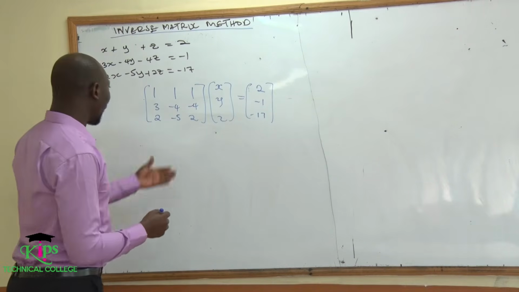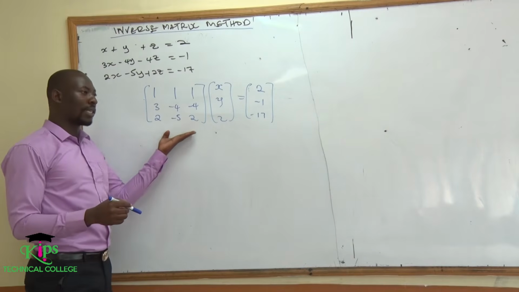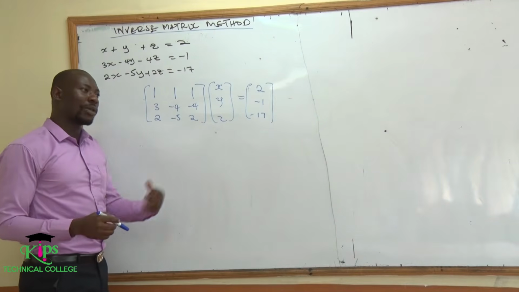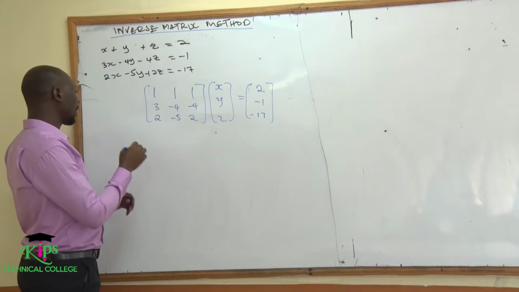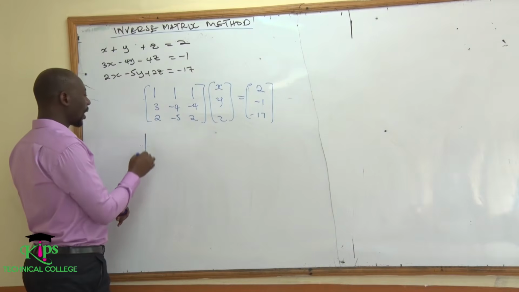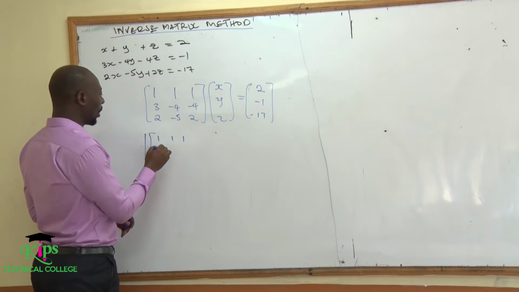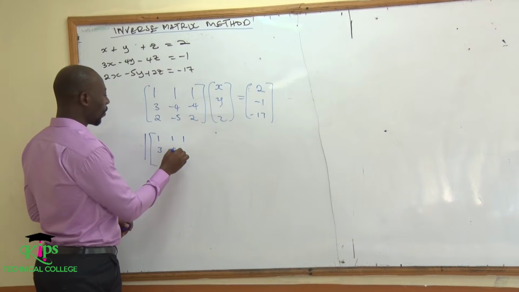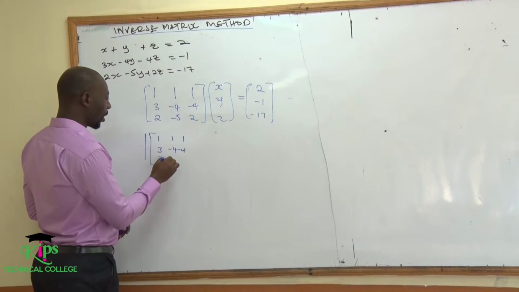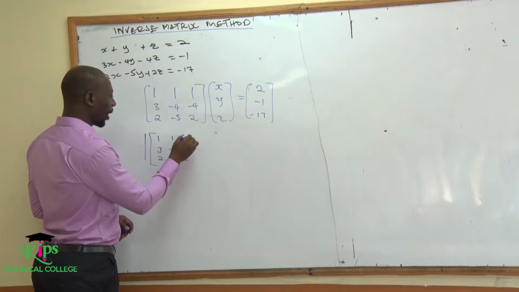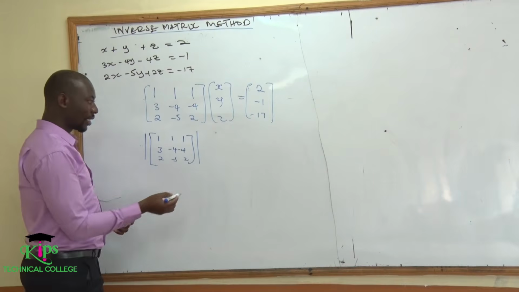So what you do, you get the inverse of this 3 by 3 matrix. And how do you get the inverse? By first getting the determinant. So first get the magnitude or the determinant of the 3 by 3 matrix. That is 1, 1, 1, 3, negative 4, negative 4, 2, negative 5, 2. Get the determinant.